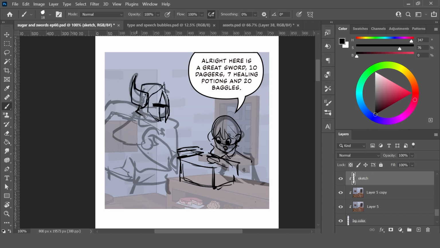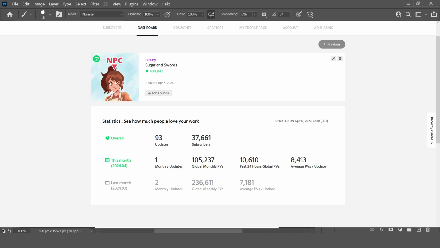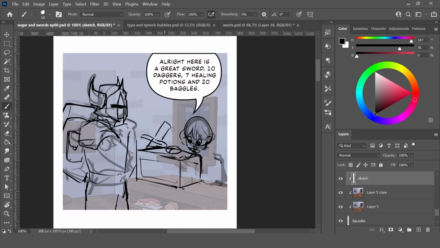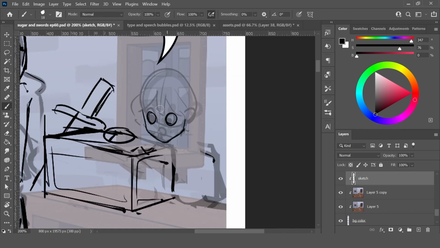First of all, I have to mention this. Webtoons is not good at collecting and showing you analytics about your comics. What they give you is the number of global monthly views, the past 24 hours global views, and the average view per update. And all you can view is this month's and last month's data. So if you want to see your view count from 3 months ago, you can't.